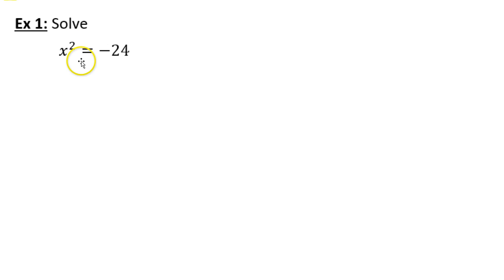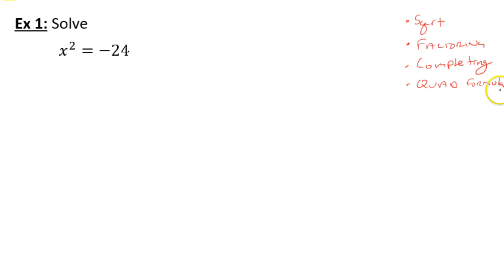Our first example is to solve for x. By now we've looked at 4 different ways for solving roots or solving for x. There is the square root method. There is the factoring method. There is the completing the square. And there is the quadratic formula. So you can pick any one of these methods to solve this.